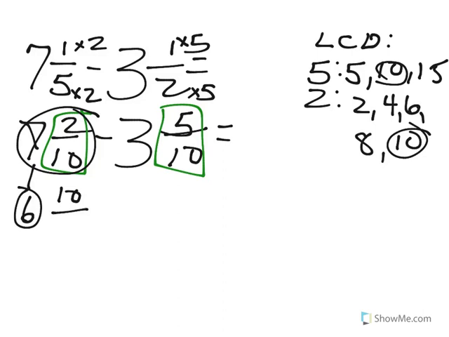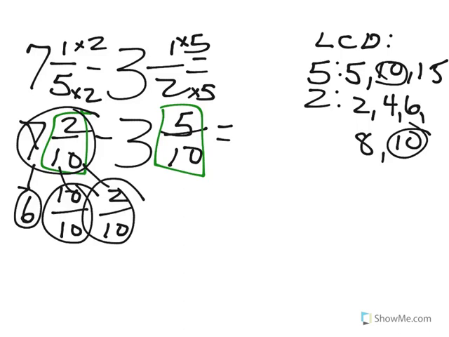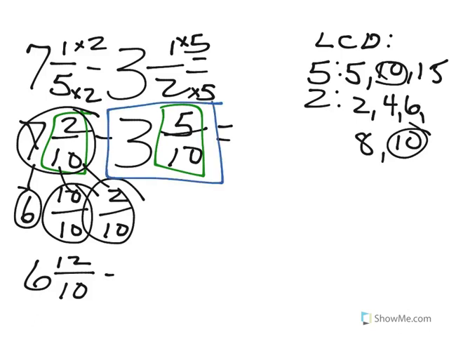The one I'm going to borrow is going to be 10/10. And I already had 2/10. When I put all that together, I get 6 and 12/10. Now I need to come back up and get my second mixed number to subtract. So 6 and 12/10 minus 3 and 5/10.